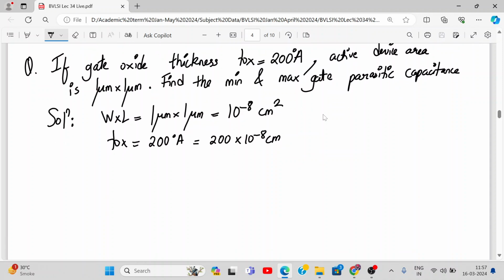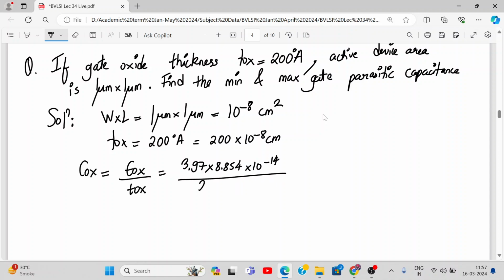First of all we should find Cox, which is epsilon ox upon Tox. So here it is 3.97 into 8.854 into 10 raised to minus 14, and this is 200 into 10 raised to minus 8. So tell me, what is this answer? This will be nanofarad per centimeter square. Let me know this answer please.